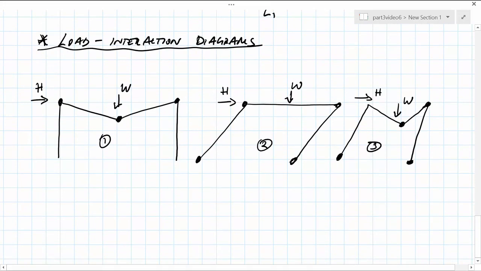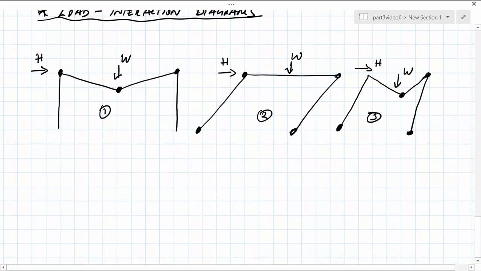With these complex collapse mechanisms, they often feature loading in both the horizontal and vertical directions. And as a result, you need to be able to understand how these loads interact and how a safe region of load interaction can be defined. Suppose we have the following collapse mechanisms for a structure. Collapse mechanism 1, which is a beam. Collapse mechanism 2, which is a sway. And collapse mechanism 3, which is a combined mechanism.